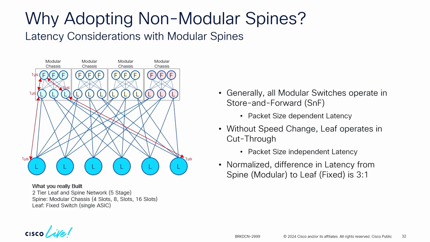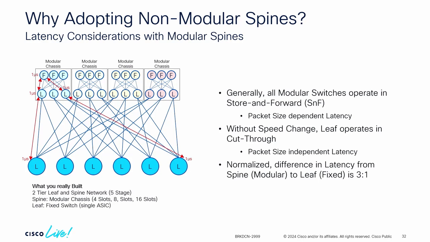And you may see, instead of a 3 microsecond latency that you have in a true 3-stage fabric, you may start experiencing 5 microsecond latency, because you have the latency due to the architecture of the modular chassis. Okay? The other consideration is that most of the modular chassis normally works in store and forward mode and not in cut-through, which also has an implication on the latency that you experience, right?